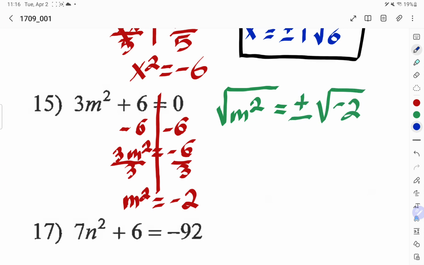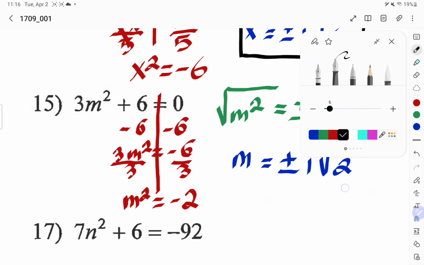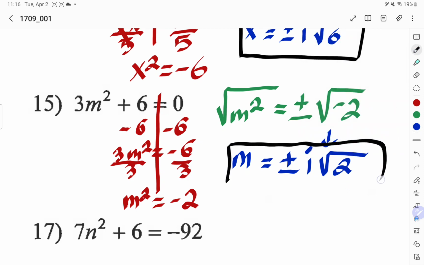Like I said, we cannot have a negative inside of my square root. So I'm going to go ahead and change this. And we're going to keep the plus or minus. We're going to put the i on the front. And it's going to be the square root of 2. Everything else the same. So that's my final answer here. So m is equal to plus or minus i square root of 2.